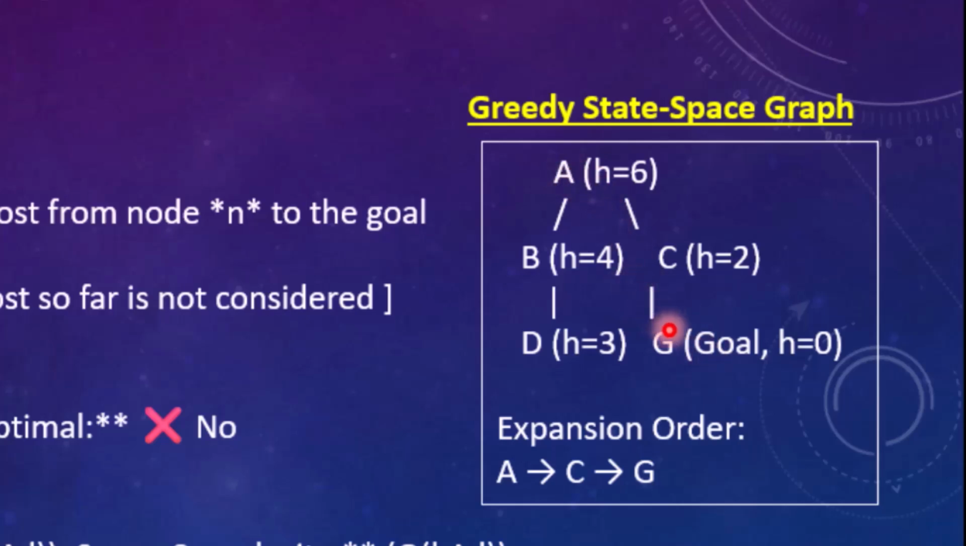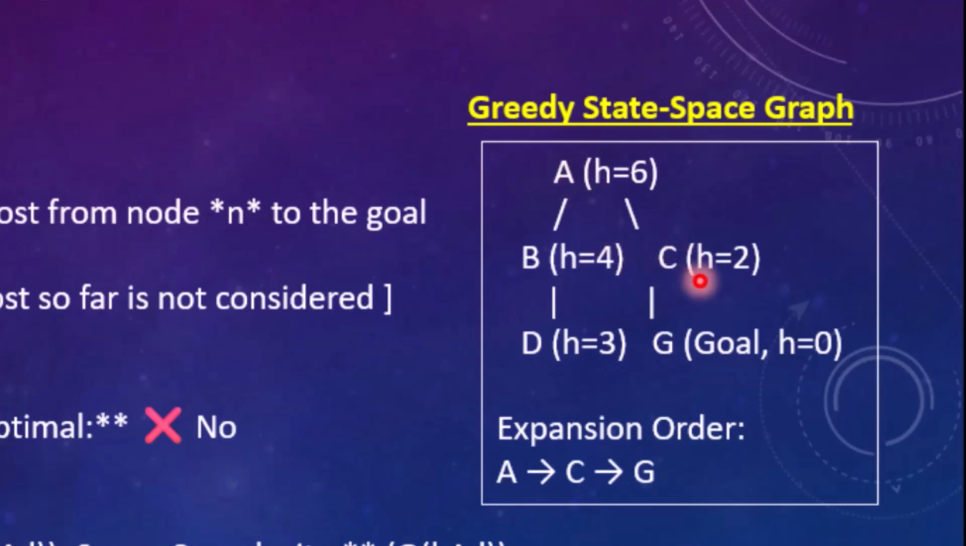From A to G, the estimated cost is 6. From B to G, the estimated cost is 4. From C to G, the estimated cost is 2. From D to G, the estimated cost is 3. So to traverse this, the algorithm will go to A first, then it will look at the two branches B and C. Which one has a shorter distance to the goal? It is 2. 2 is smaller than 4. So the next node will be C.